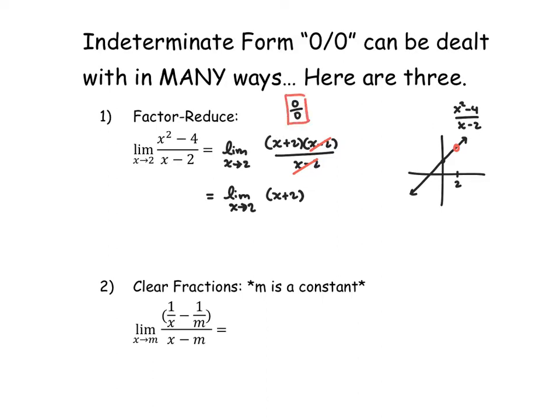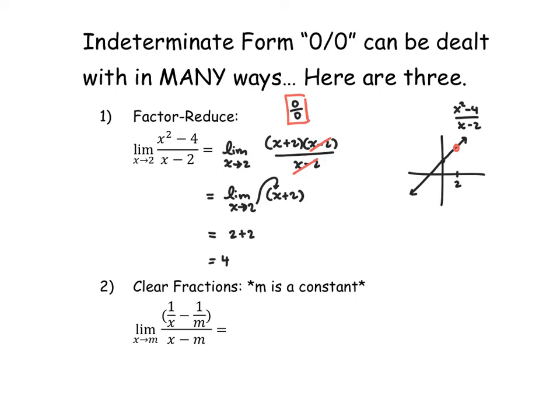It's an attempt to fool us, right? It's not truly a line. It's a line with a gap in it. So we deal with this by factoring, reducing, and then evaluating. So the limit as x approaches 2 of x plus 2 will be 2 plus 2. Right? I sub this 2 in for x, and I get 4.